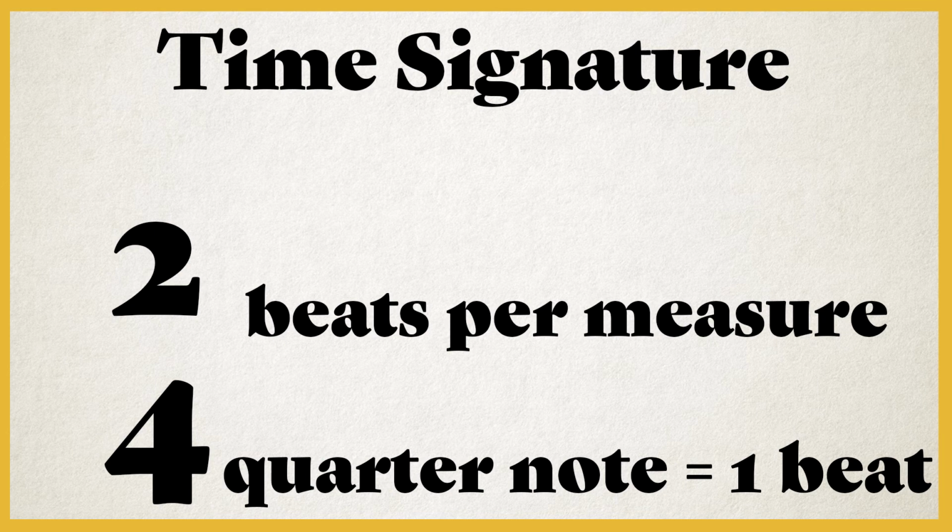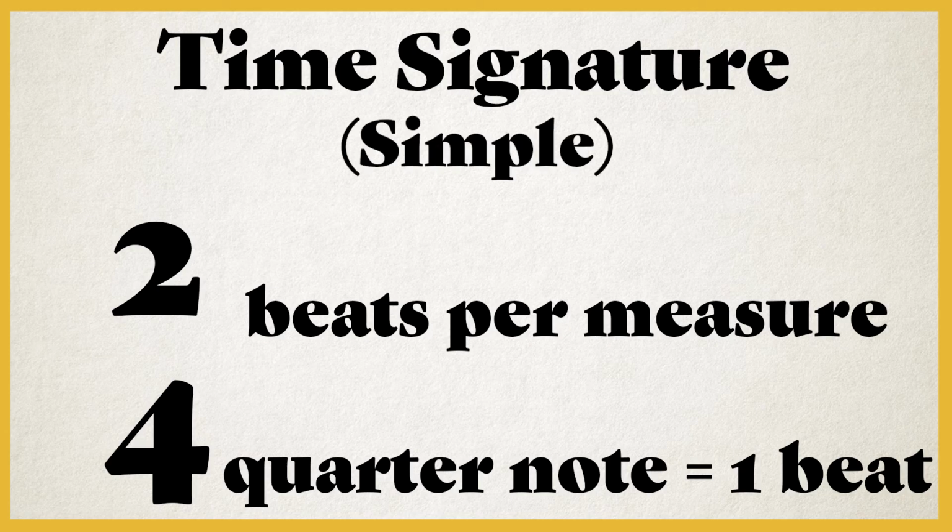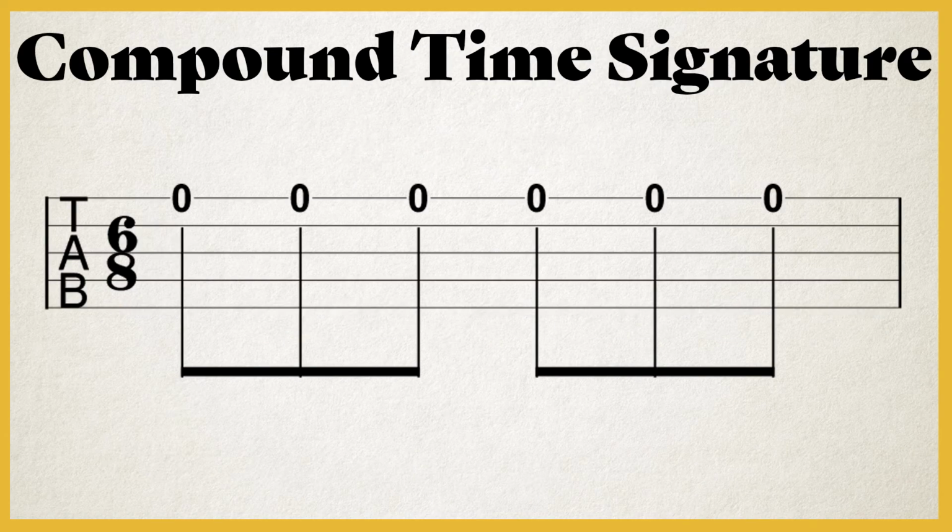But in theory, there could be any number of beats in a measure. These time signatures are known as simple time signatures. Another type of time signature, which is all but non-existent in banjo tablature, is the compound time signature.